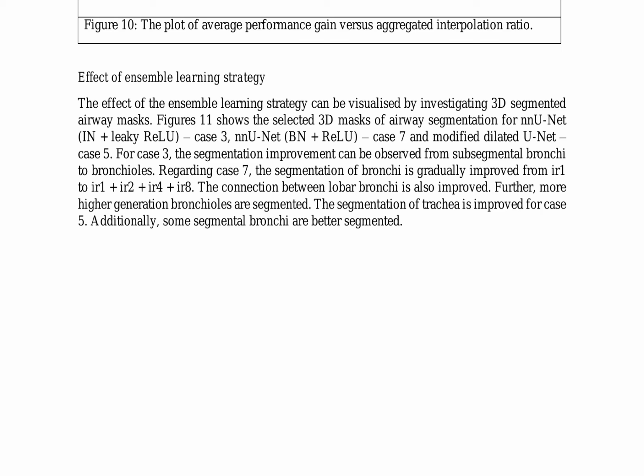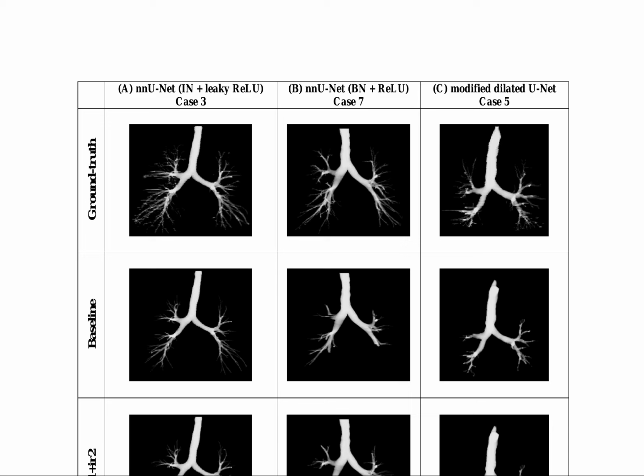The visualizations also reveal that the ensemble learning strategy leads to gradual improvements in bronchi segmentation as the aggregated interpolation ratio increases. These findings underscore the significance of the ensemble learning strategy in enhancing airway segmentation performance. The performance of three variants of the NNU-net architecture is evaluated and compared to the baseline model. The variants include NNU-net with instance normalization and leaky ReLU activation, NNU-net with batch normalization and ReLU activation, and a modified dilated U-net.